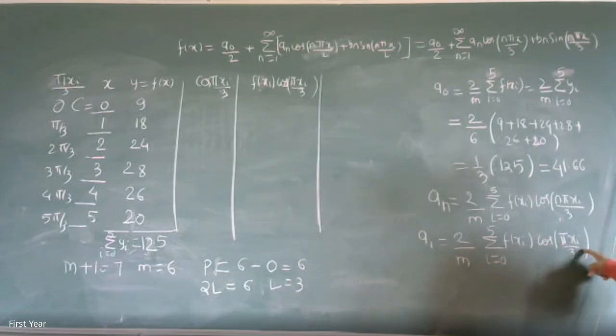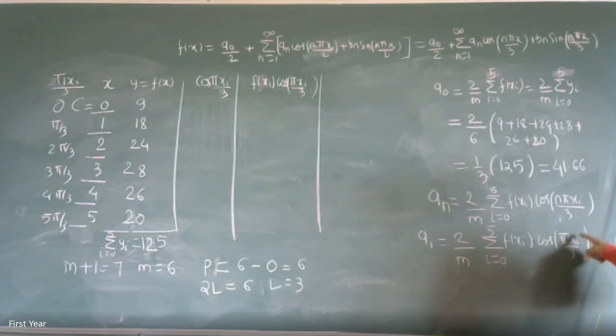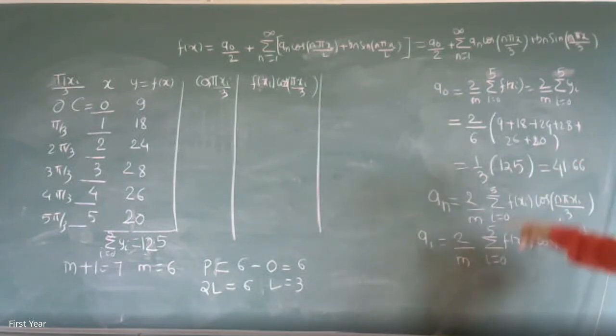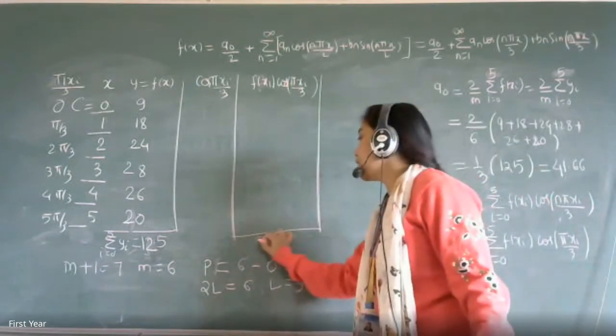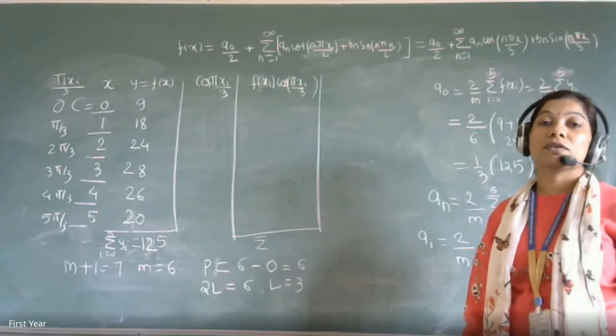Yes, ma'am. In A1, I want f of x i into cos of pi x i by 3. But for the first example, let me write down cos of pi x i by 3 separately, then multiply f of x into it, and when I do the summation of this, that will give me A1. Is it okay? Yes. Very good.